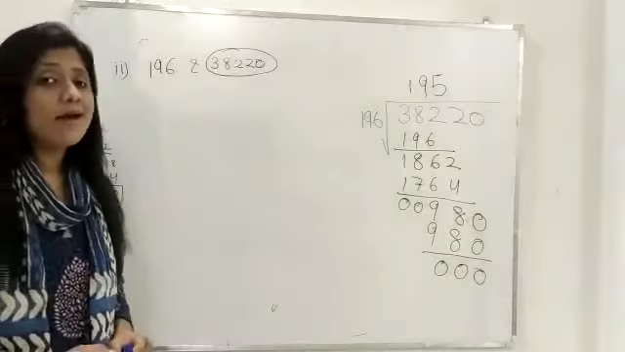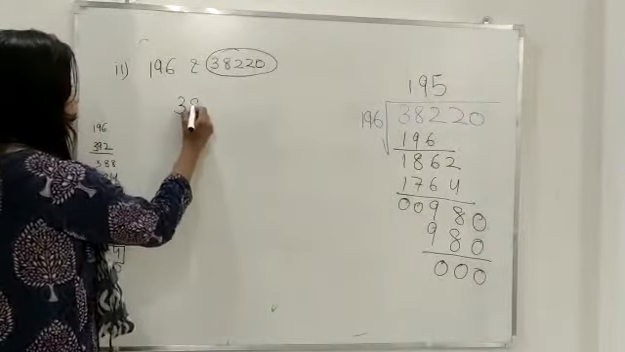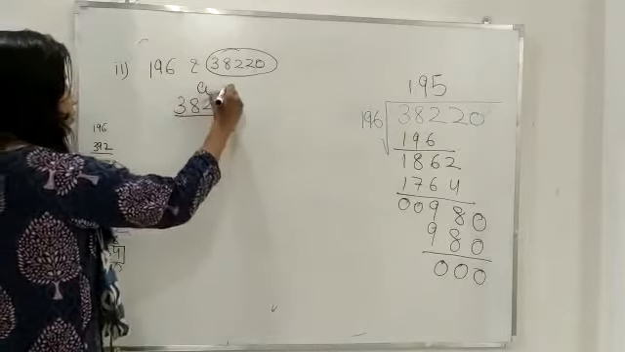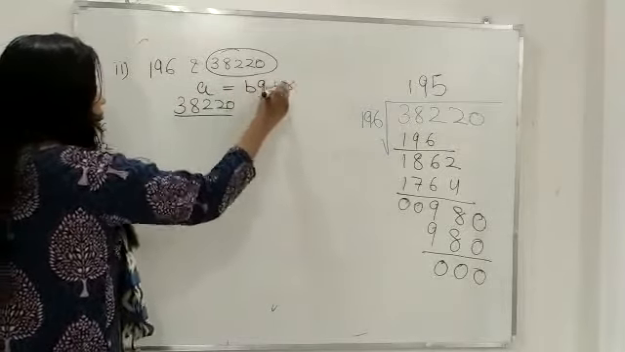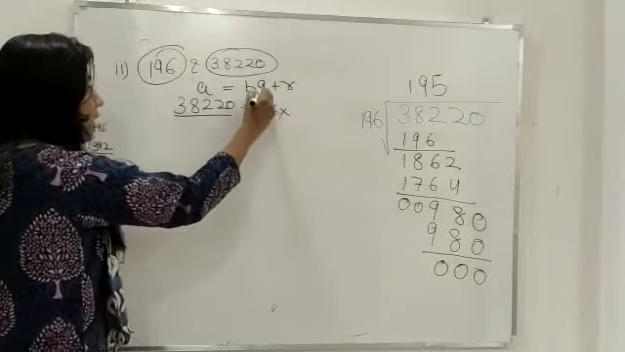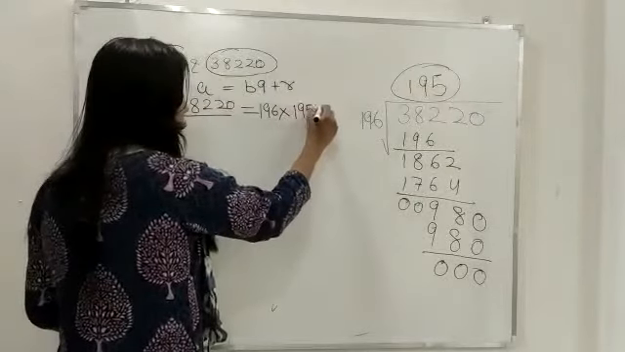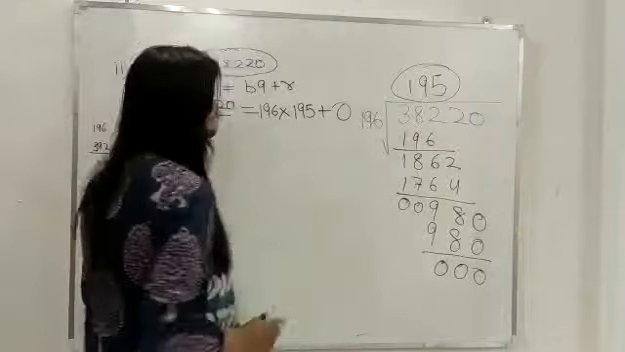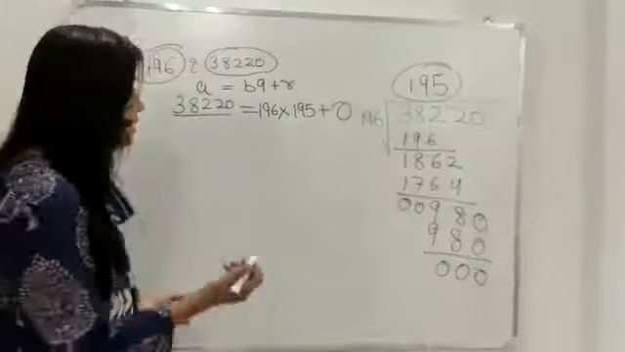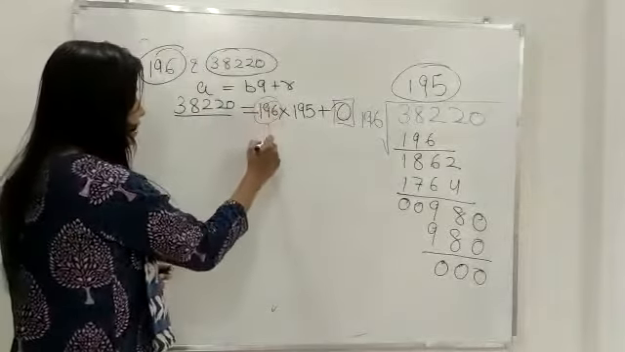So now I will write Euclid's division algorithm on these two numbers. So the two numbers are 38220, that will be my A. A is equal to BQ plus R. My B will be the smaller number, that is 196, multiplied by quotient, the quotient is 195, plus remainder. Remainder is 0. So in my first step only I am getting remainder as 0. So since remainder is 0, the divisor at this step will be my HCF.